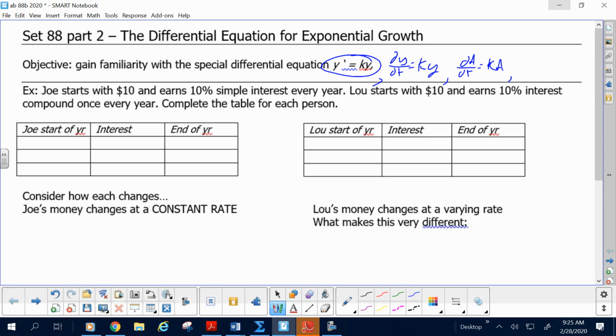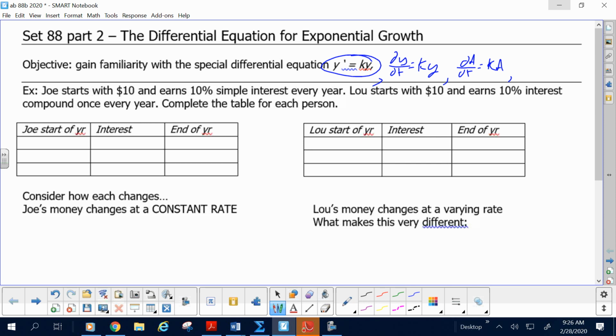Here we go. Joe starts with $10 and earns 10% simple interest every year. Is it possible to find an account that actually pays you 10% simple interest? If you find one, please let me know, because that's amazing. Does the stock market pay on average about 10%? I have absolutely no clue.